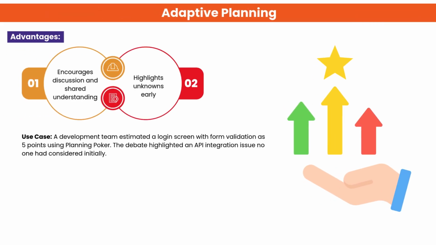Planning Poker helps teams discuss tasks openly and build shared understanding. It uncovers unknowns early by encouraging different viewpoints. Example, a login screen estimated at 5 points revealed an unexpected API integration issue during discussion.